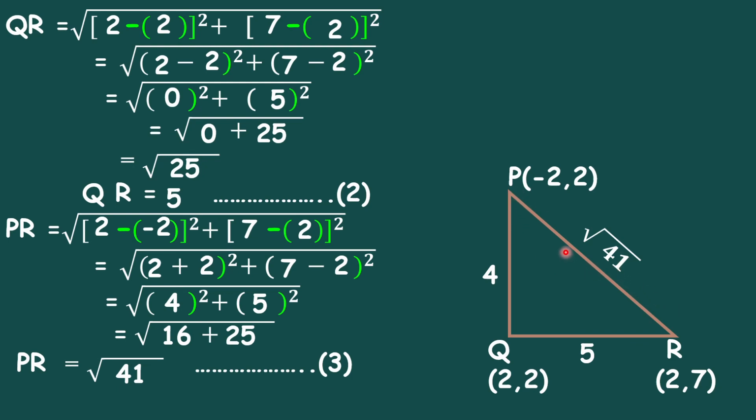Tell me which is the largest side in this triangle? Of course, PR is the largest side. Why? 41 lies between 36 and 49. Therefore, the square root of 41 also lies between 6 and 7. Therefore, this length of side PR is greater than the remaining two sides PQ and QR. Therefore, we take the sum of squares of the remaining two sides.